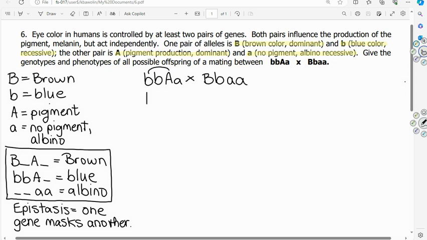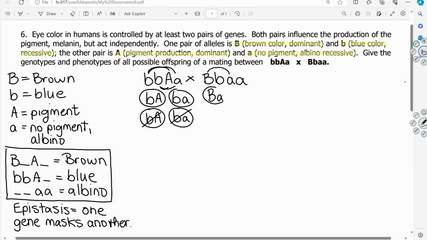We take the first allele of each gene and put them in a gamete, then the outer two, the inner two, and the last. And then we're going to delete or cross out any repeats because you don't need to write a gamete twice in your Punnett square.